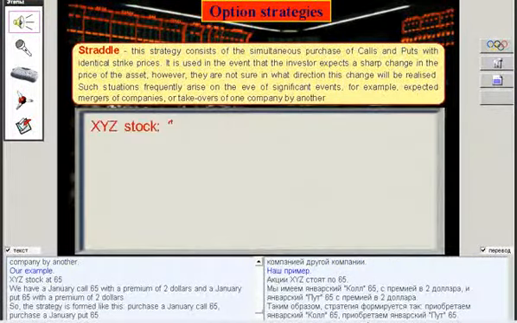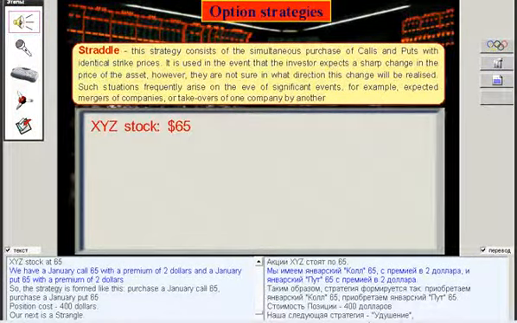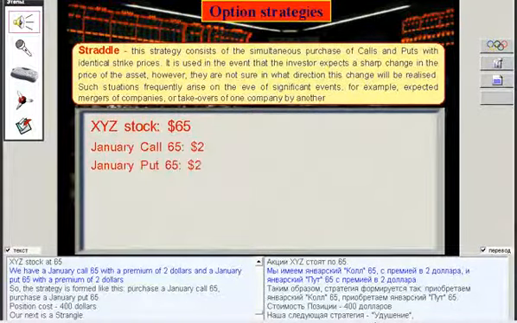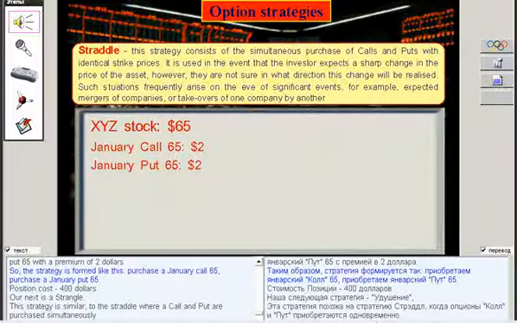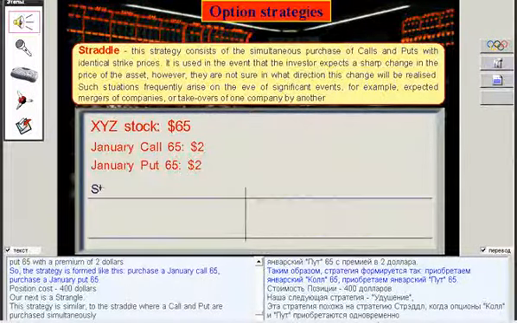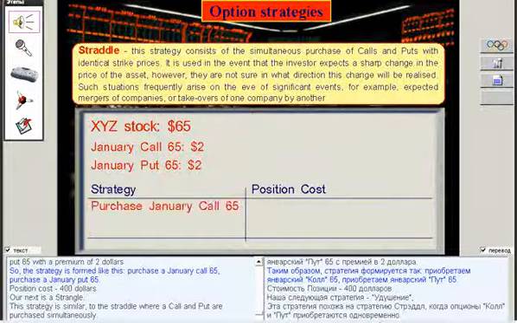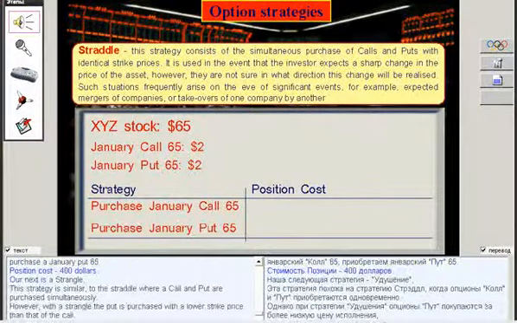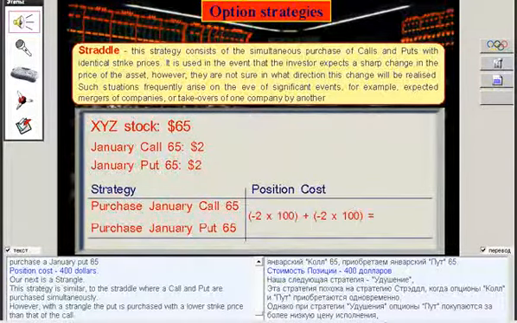Our example, XYZ stock at 65. We have a January call 65 with a premium of $2 and a January put 65 with a premium of $2. So the strategy is formed like this. Purchase a January call 65, purchase a January put 65. Position cost, $400.